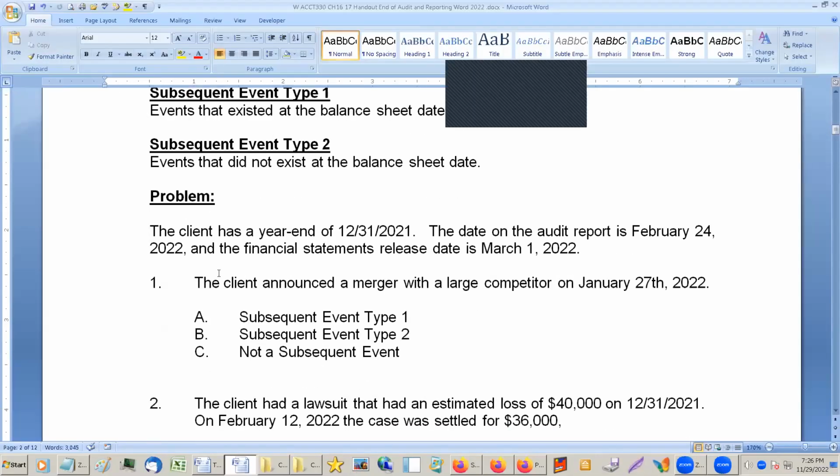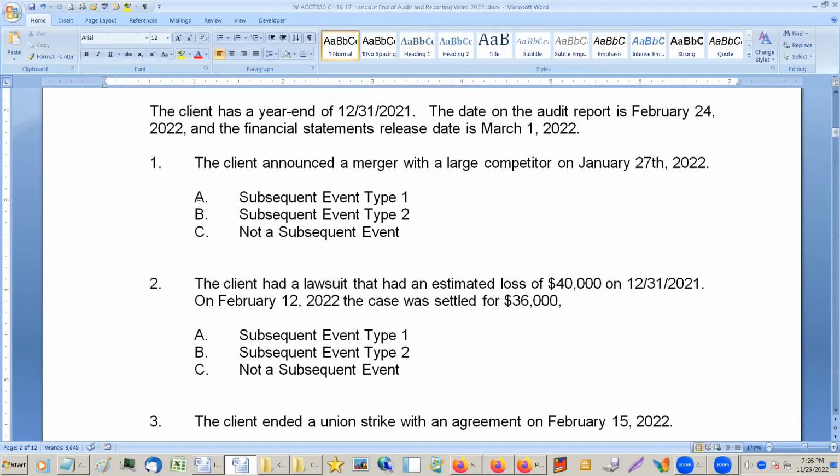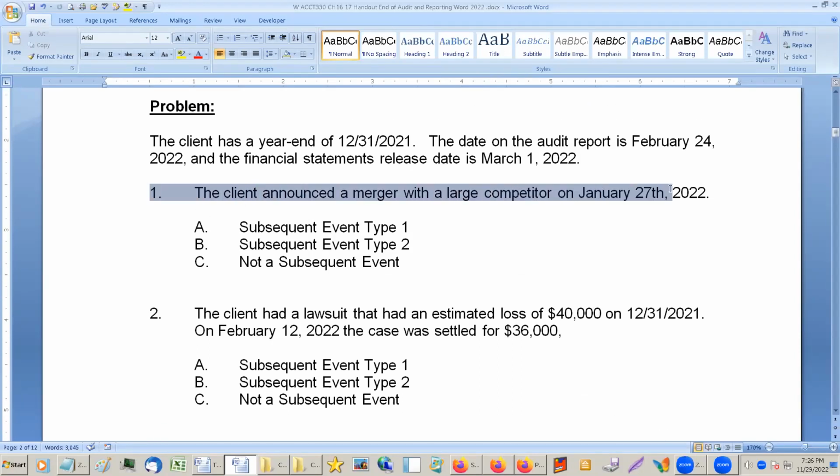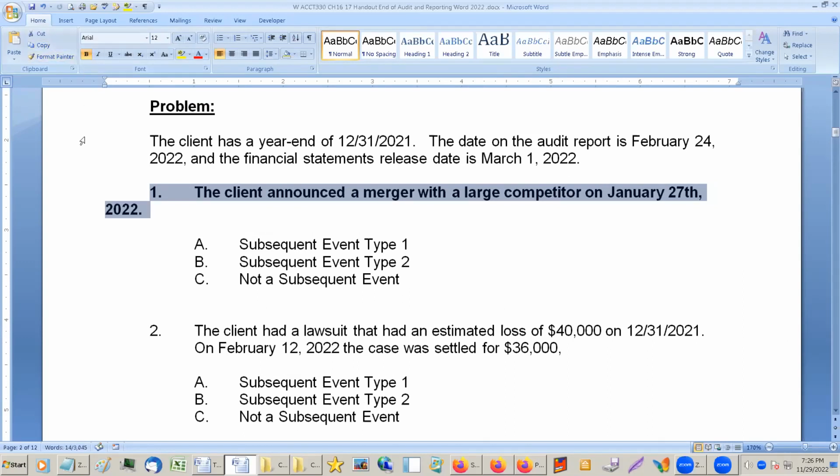Financial statements have this kind of predictive value. People read them and say, okay, what's going to happen in the next year? Even though the financial statements themselves are usually historical, they also have this predictive value. If sales went up by 3% last year, then probably they go up by 3% this year. But you tell the reader, look, the company's half as big or twice as big. We merged with somebody else and now we're twice as big. Client announced a merger with a large competitor on January 27th.